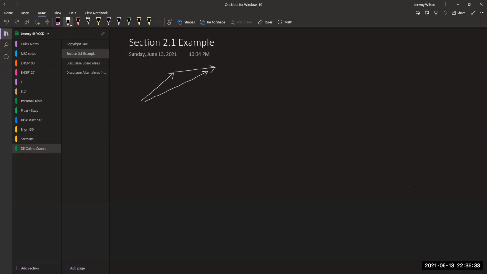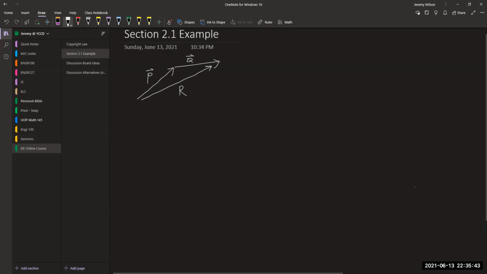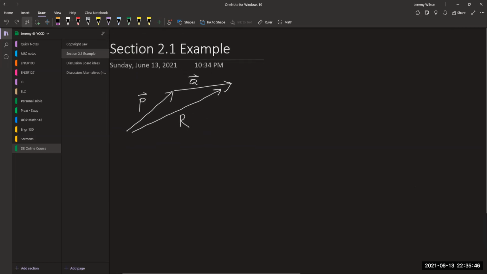We've got three vectors. We're going to call them P, Q, and R. We're also going to assign three angles. Opposite of P will be A. Opposite of Q will be B. And opposite of R will be C. For vector notation, we'll put an arrow over P, Q, and R.